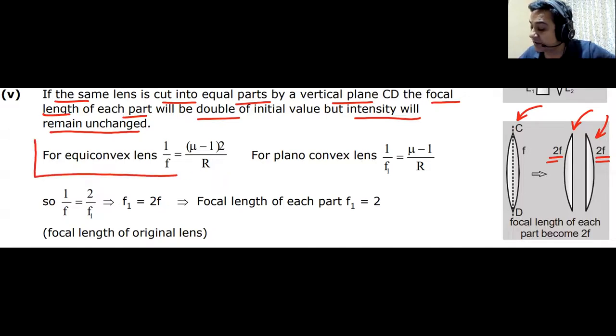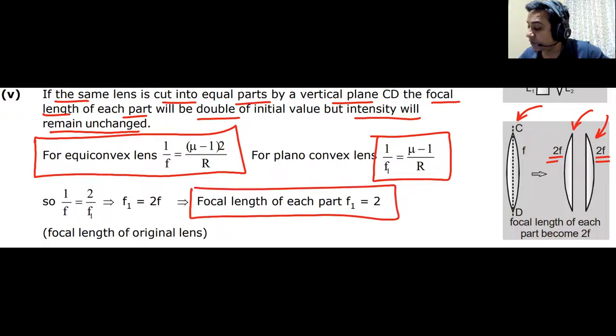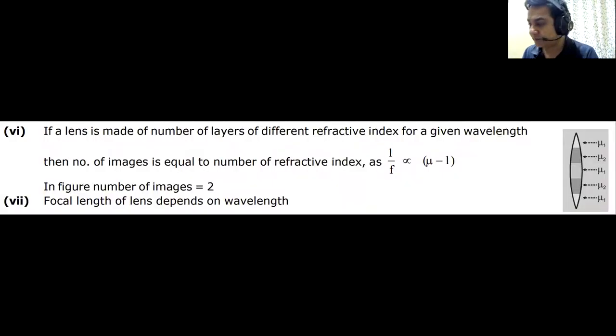For the original lens, we are talking about equiconvex lens. That was the focal length. For the cut part, this is the focal length. And you can see this focal length is 2 times the original focal length. So these are the things you will have to note. Apart from this diagram, I'll give you a minute to note it down. Then we come to the next part.